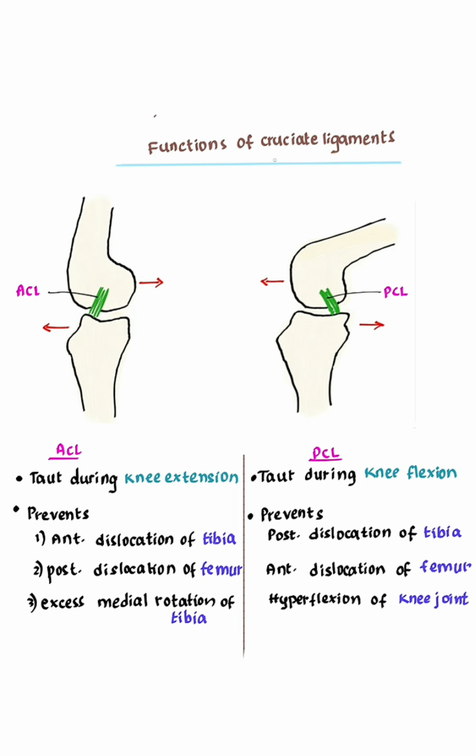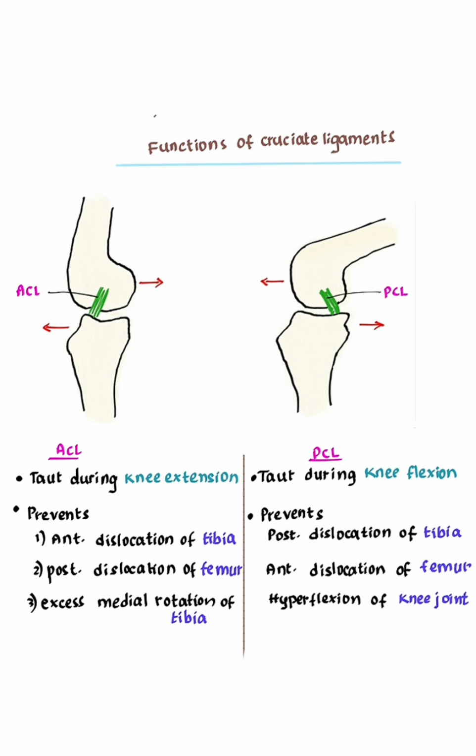Next we'll see the functions of cruciate ligaments. Anterior cruciate ligament, it is taut during knee extension. Posterior cruciate ligament is taut during knee flexion. Anterior cruciate ligament is attached to anterior part of tibia. It prevents anterior dislocation of tibia. It is attached to posterior part of femur. It prevents posterior dislocation of femur.